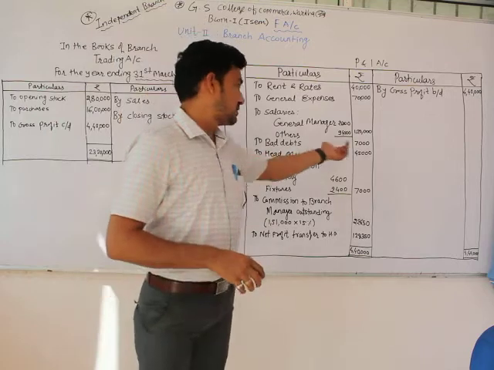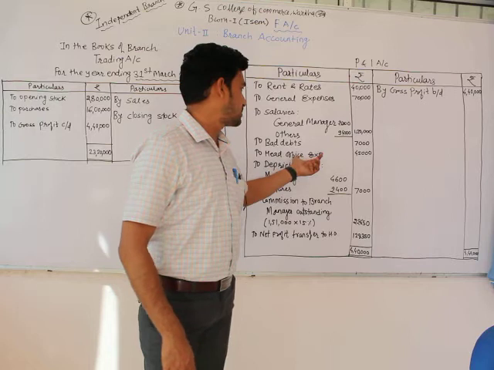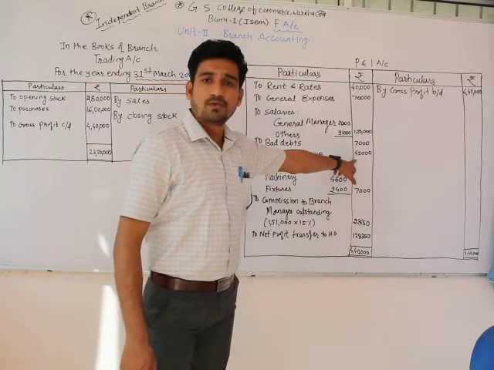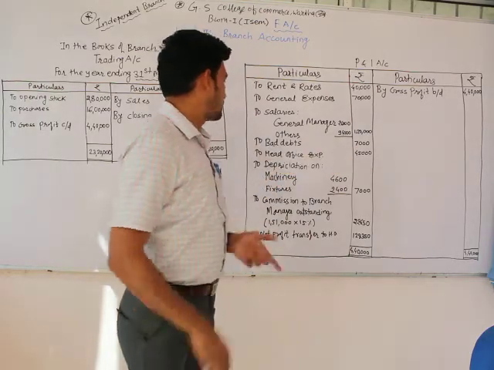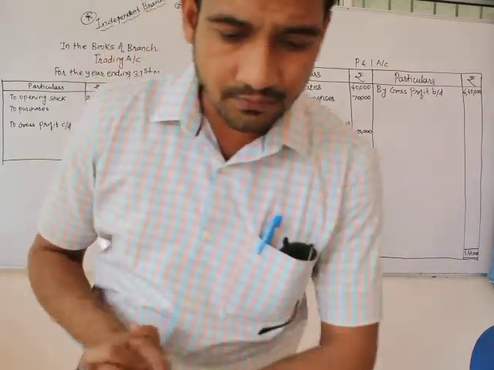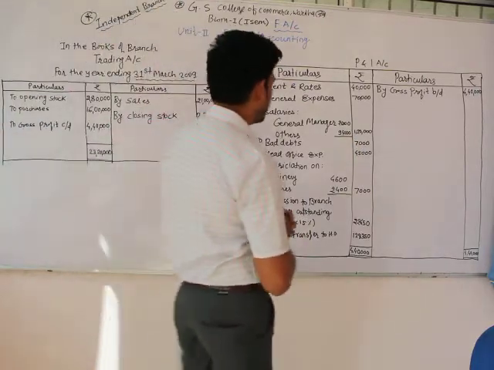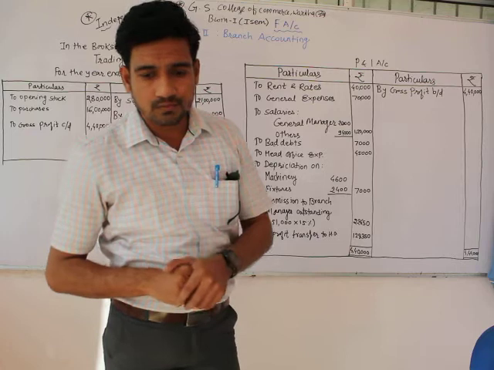Then head office expenses, as there is being mentioned in that description, we have to provide the head office expenses charge on branches of rupees 45,000. Then depreciation, there are two fixed assets. One is fixtures and fittings and another is machinery, and they ask us to provide it at the rate of 10%. So machinery, the amount is of rupees 46,000.